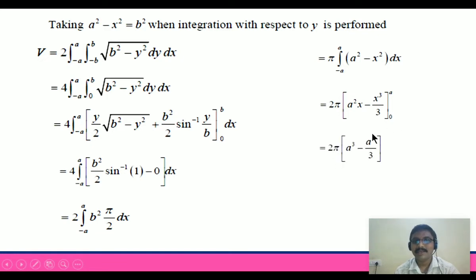So substituting and simplifying by taking the LCM as 3, we will get the result as 4 pi a cube by 3. It is the required volume of the sphere having radius a. That is 4 by 3 pi a cube, where a is the radius of the sphere.